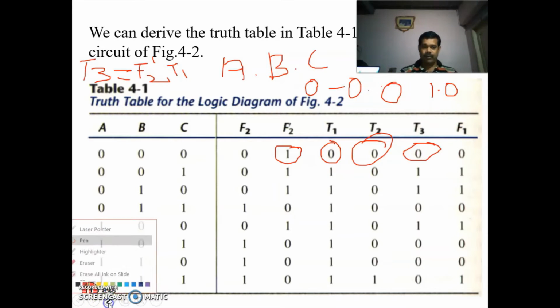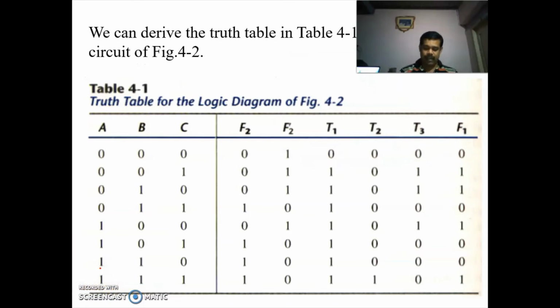Now we have to find the value of F1. F1 is T3 plus T2. Here T3 is 0 and T2 is 0. So 0 plus 0 is 0. So we have found out the values of F2 bar, T1, T2, T3 and F1 for 0, 0, 0.